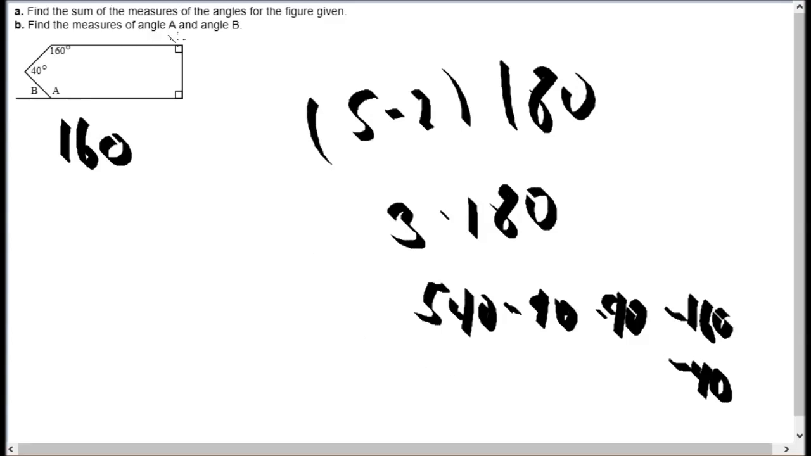All right, find the measures of angle A and B, and B would therefore be equal to 20. For the angle B, you're going to have 20 because together they have to make 180 degrees.